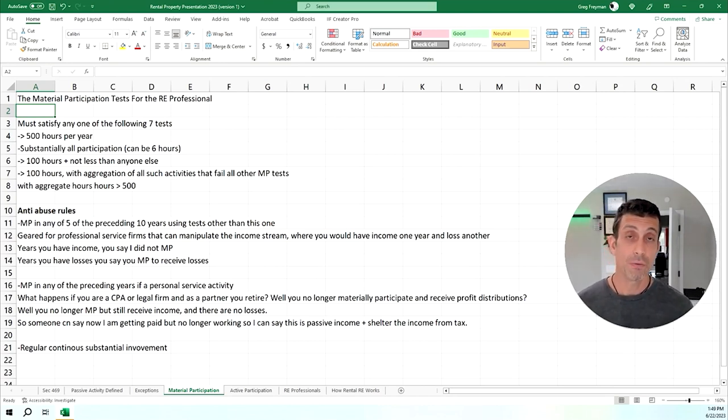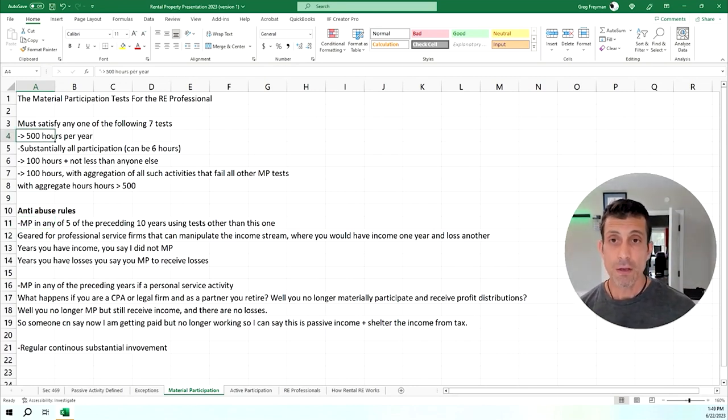I'm going to quickly go through all of them and explain what each one means the best that I can. Just know that the first 3 are the ones we typically see people satisfying. The last 3 are typically not applicable because they're set up for anti-abuse rules, if that makes sense. I'll go over that in a minute. But why don't we see what it typically means to satisfy the first 4 tests.